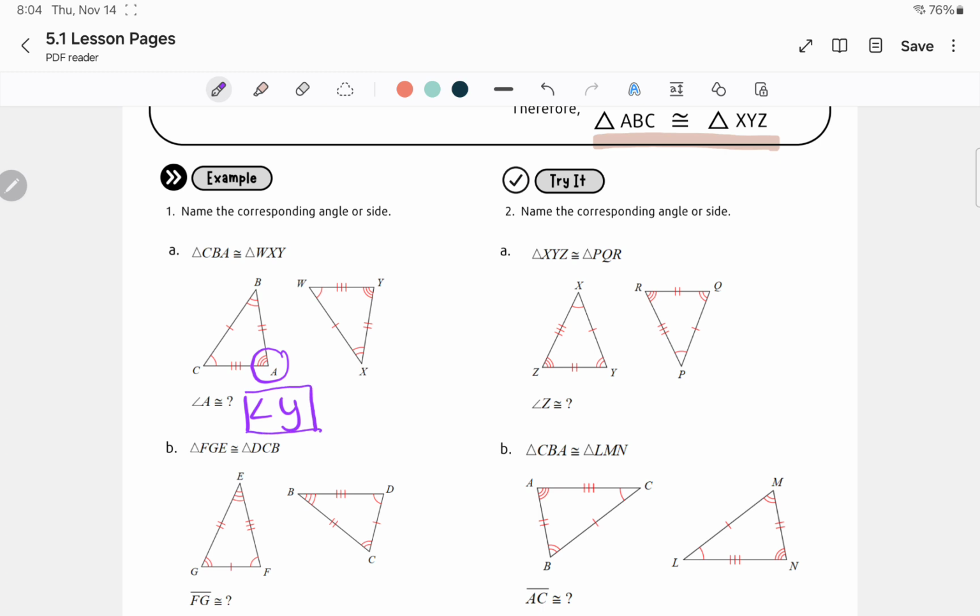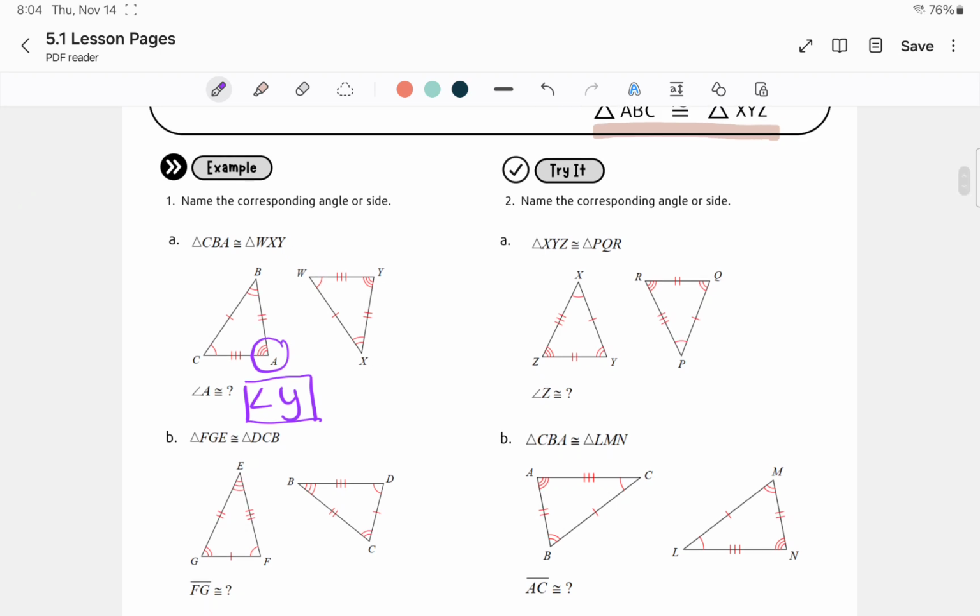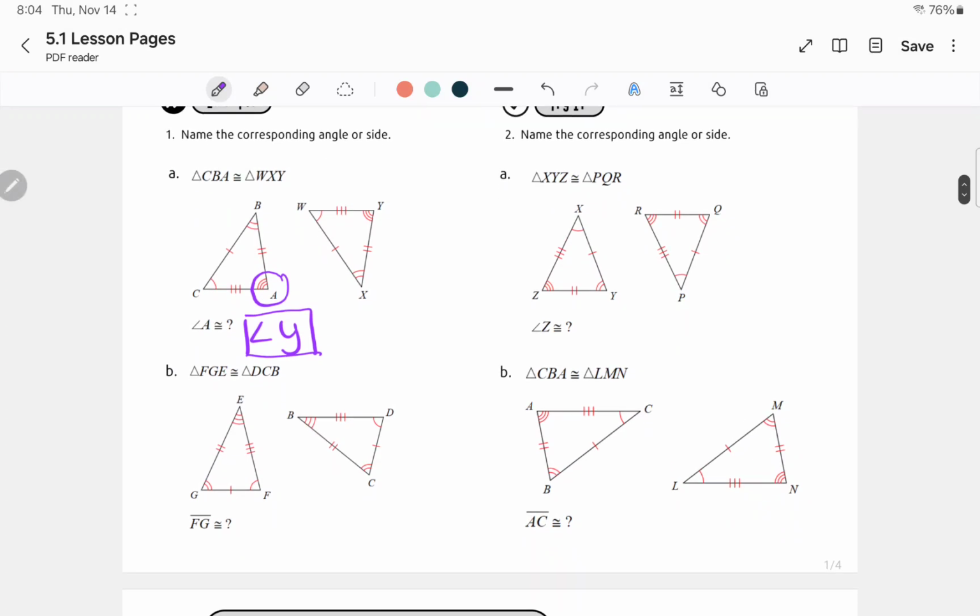For 1B, it says triangle FGE is congruent to triangle DCB. So side FG is congruent to which side on the second triangle? So FG, this side right here, has one tick mark. So I look on the second triangle, which side has one tick mark? That would be DC. So I'm going to write DC with the line above it, line segment, and that is my answer. So the order of the letters does matter. FG is going from one swoop to two swoops. So we want to go from D to C over here, 1 to 2 over here.